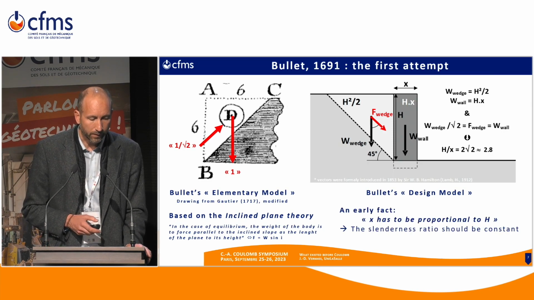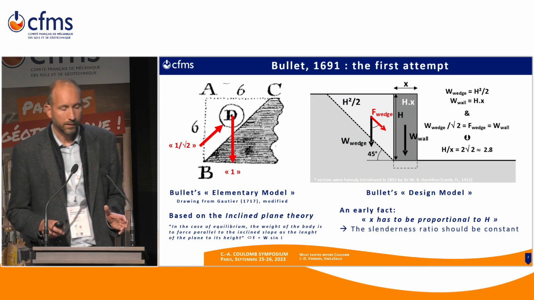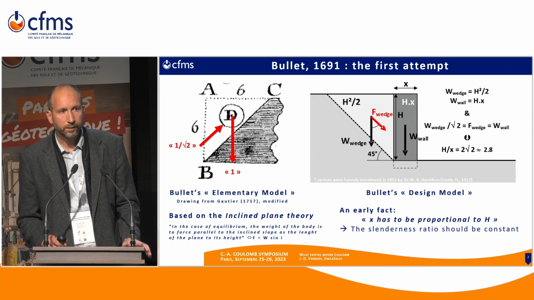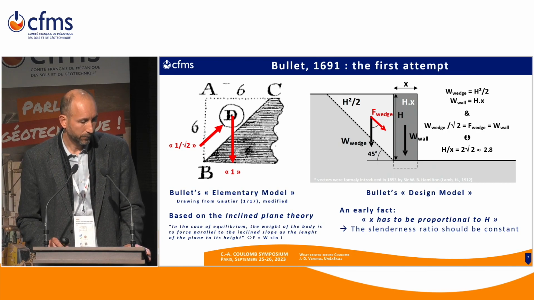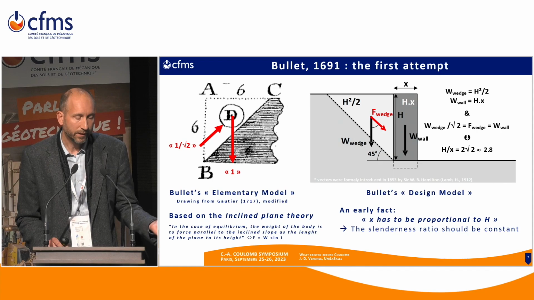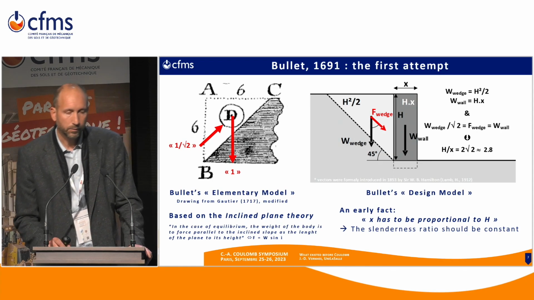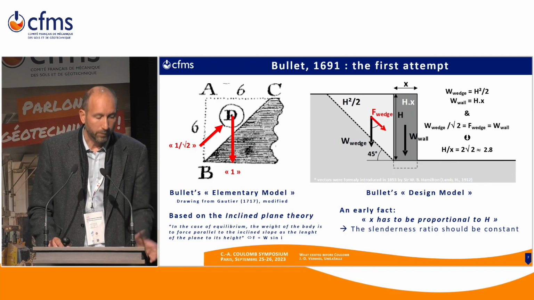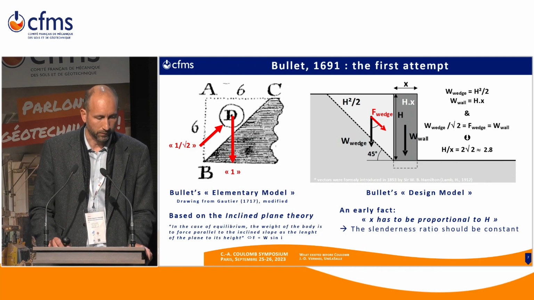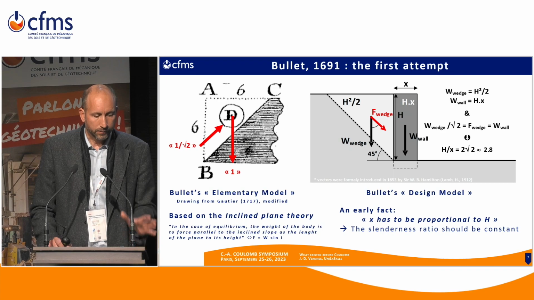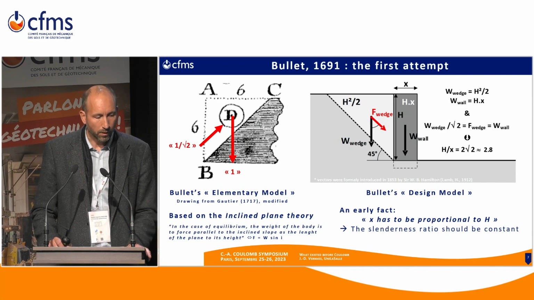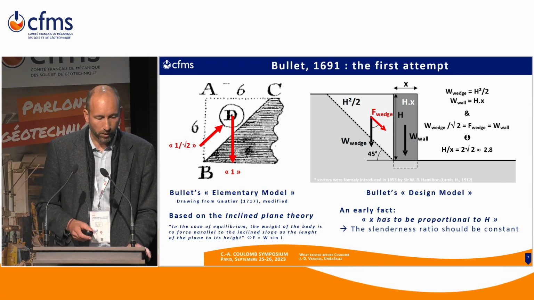Anyway, what we see there, and this is a very early fact, is that contrary to what Vauban had imposed as a standard for building retaining walls, Bullé shows here, or seems to be showing, that x, the width of the wall, has to be proportional to h. So the slenderness ratio should be constant. Let's go a bit further in how Bullé thought the problem at the time.